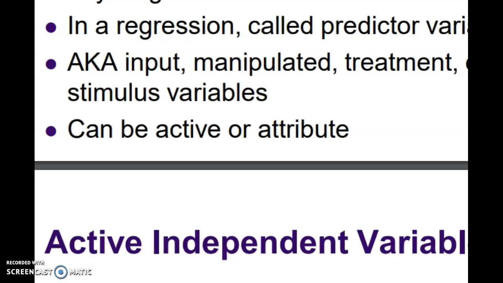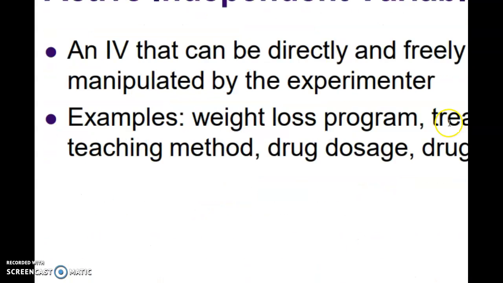So active in the sense that the independent variable is something that we could actually see and tends to have a direct influence. Sometimes an independent variable could just be an attribute, just be something that's latent, just like the example that we talked about here.